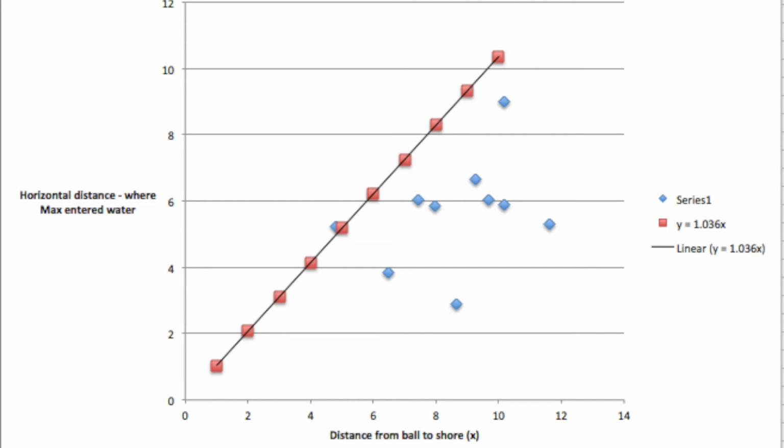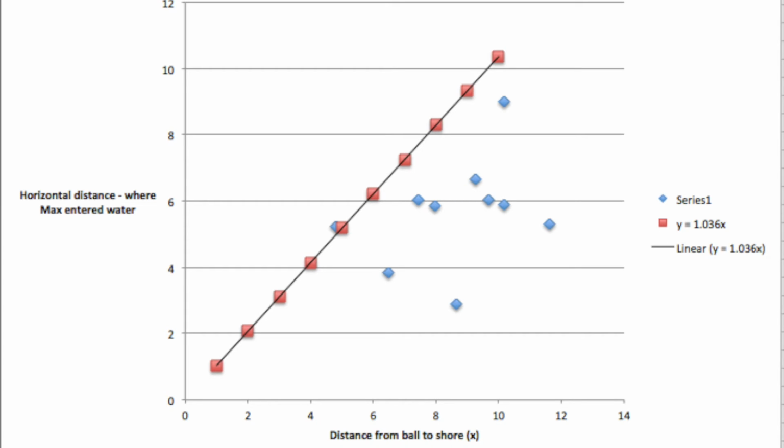We found that although Max is a very smart dog, he did not effectively do calculus. The graph that you're looking at shows an orange linear approximation of the optimal location of y given the distance from the ball to the shore. The blue data points indicate the location that Max actually entered the water at each given distance.